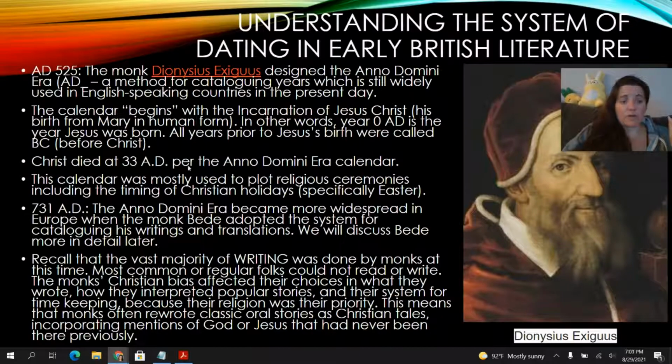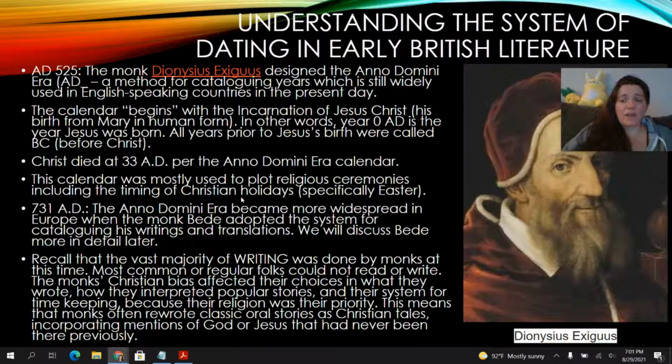Christ died at 33 AD, according to the Anno Domini era calendar. This calendar was mostly used at the time when Dionysius created this calendar. The purpose of the calendar was to help them map when religious ceremonies and holidays would take place, especially Easter, because Easter, which was based in a pagan holiday, the timing of Easter has to do with lunar cycles, the way that where the moon is during times of the year, which means that it wasn't on a specific date each year. It's always on a Sunday, but the date that it falls on varies.